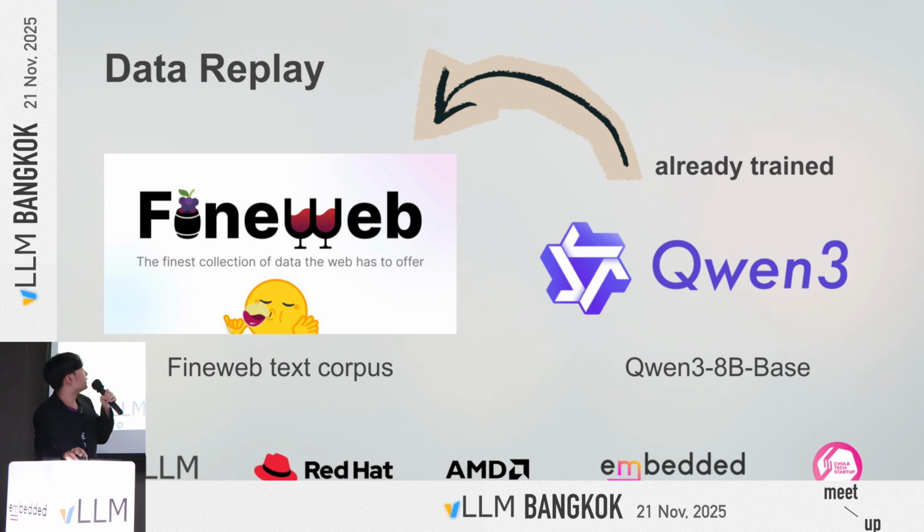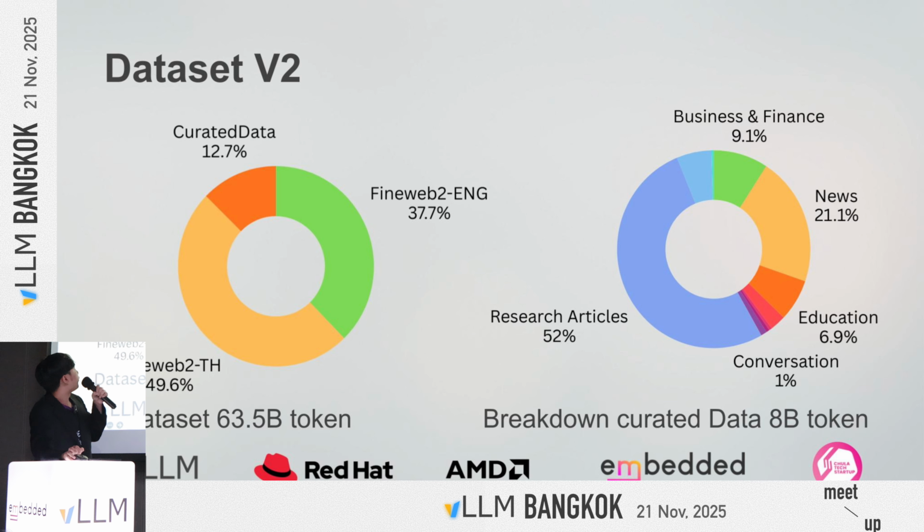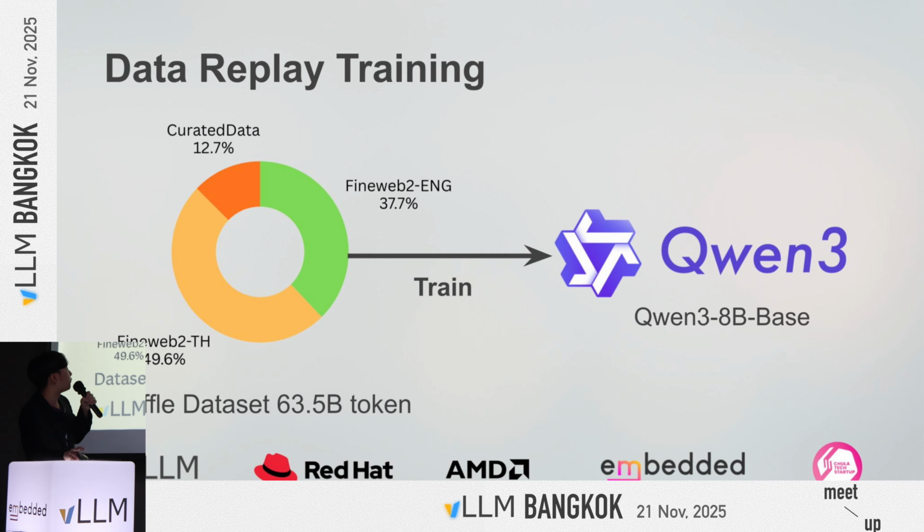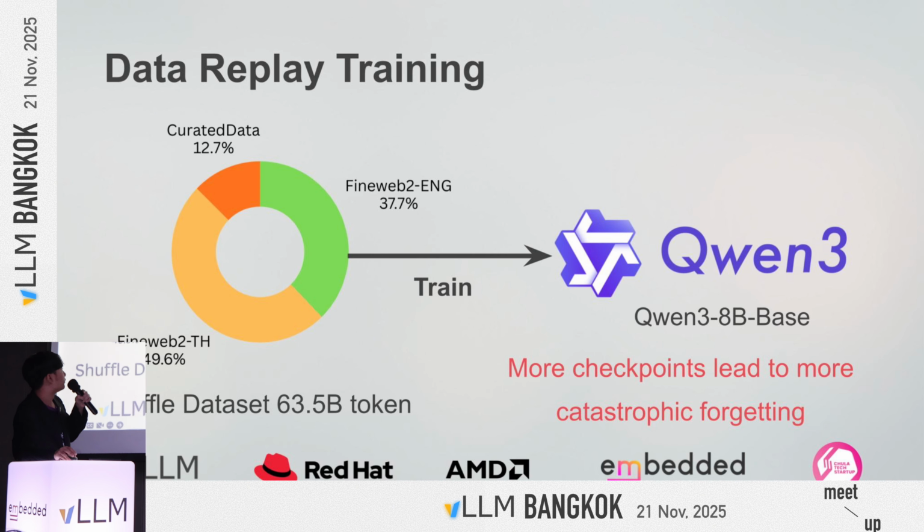So I tried it. As I show in the evaluation, let me introduce the dataset first. I have web data called FineWeb Thai and FineWeb English, and we have our own curated data of about 8 billion tokens, broken down right here. Then we train on all of the data, 63 billion tokens, on the Qwen-3 base. But more checkpoints lead to more catastrophic forgetting.